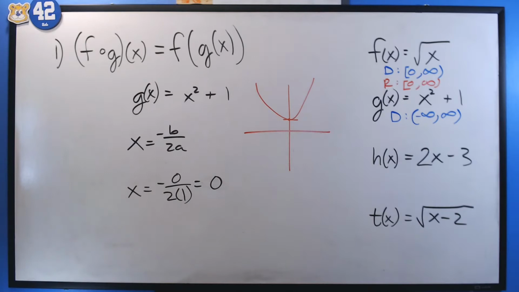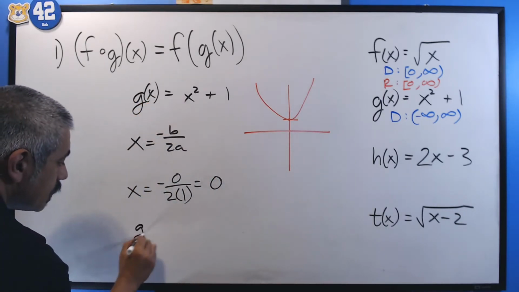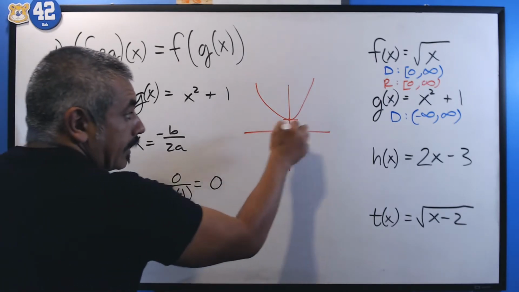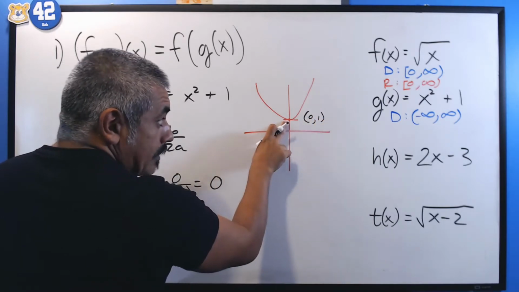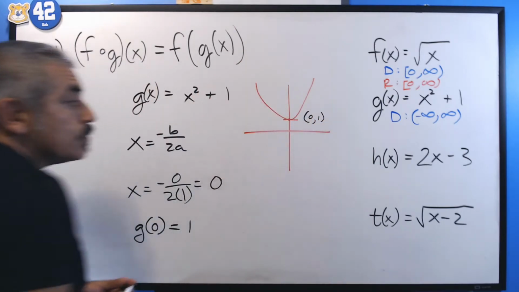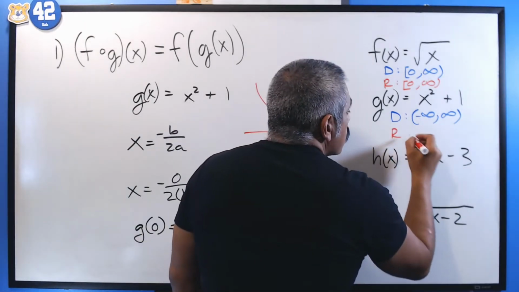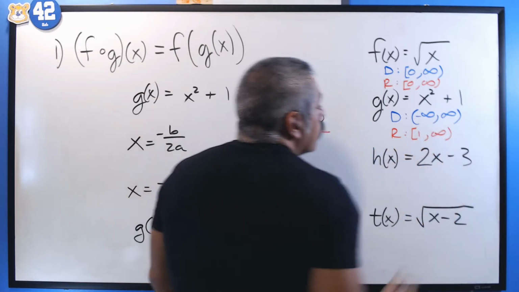To find our y value, all we have to do is plug this back into our g of x, and we say g of 0 equals 1. That means this vertex is at (0, 1), which means that the range starts at 1 and goes all the way to infinity. We're going to write it right here. Range goes from 1 all the way to infinity.